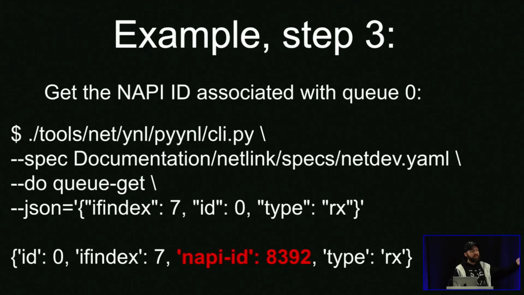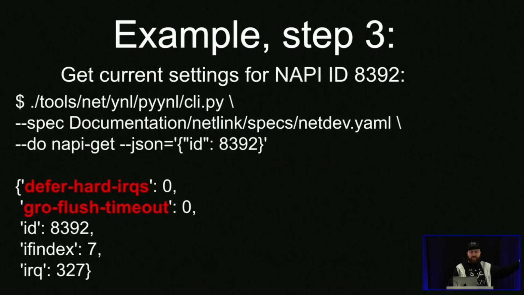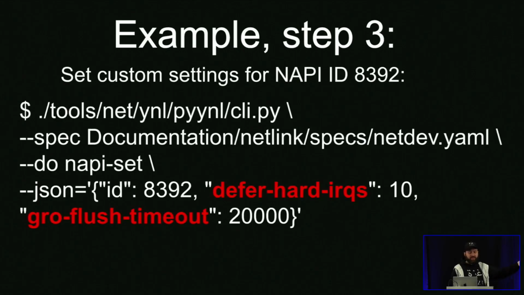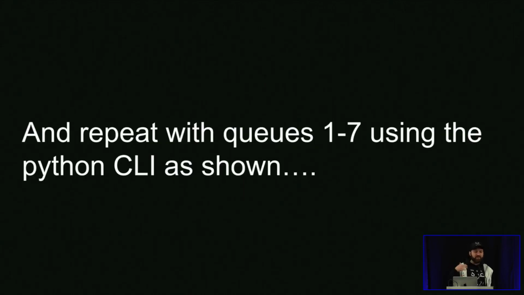If you're doing it on the command line, you'd run a command like this, and you'd get the NAPI ID associated with queue 0. You can see in red at the bottom here that the NAPI ID is 8392. And then this is just an example of how you would retrieve the existing settings. You can see that for NAPI ID 8392, the existing settings are just 0, the default values. And then you can run this Python command and set defer hard IRQs and gro flush timeout to whatever values. In this example, I set it to 10 and 20,000. And then you repeat that with the Python CLI for queues 1 through 7.